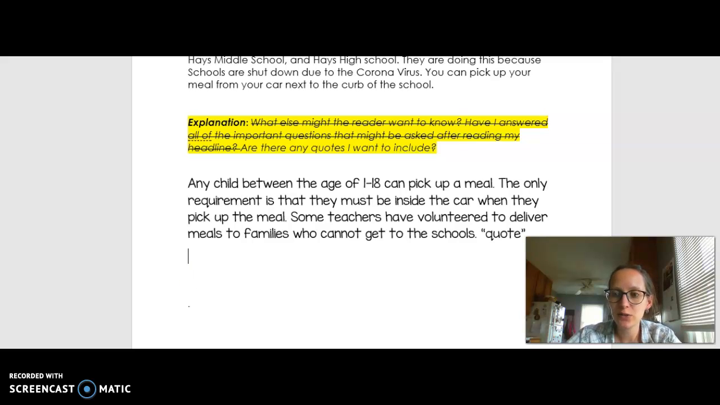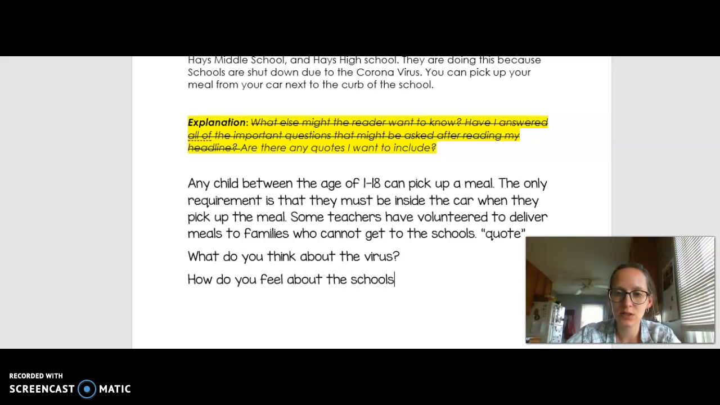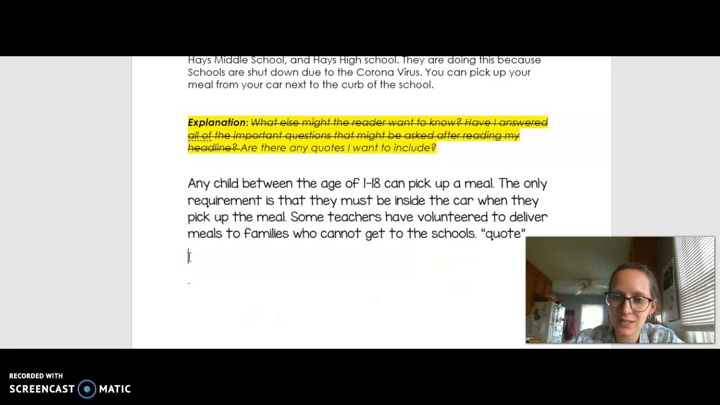Usually I have you go interview someone in our school or on the phone, but I'm not with you and I can't control where you go right now. So if you want to, you can interview someone in your house and ask for a quote from them. You could ask them, what do you think about the virus? Or how do you feel about the schools closing? Those are questions you could ask your family, or you could even ask yourself. You could say, self, how do I feel? So you could even put in there a quote from yourself. I'm going to put a quote from myself just because I don't have anybody else here besides my husband and my son to ask. So I will let you make up a quote in this situation if you'd like to, or you can ask your parents, your sister or brother, or yourself.